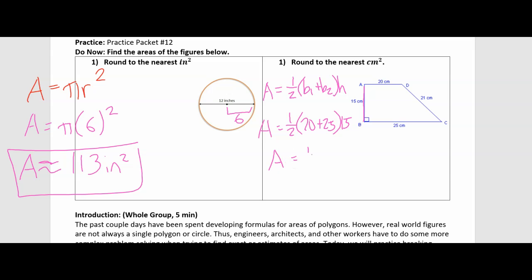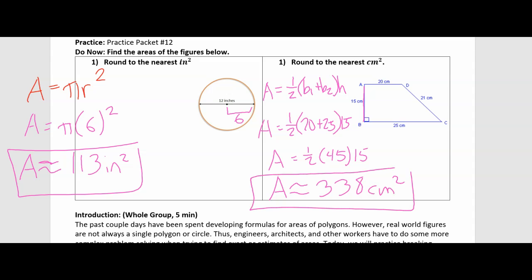So this area becomes 1/2 times 45 times 15. And this gives us 337.5. Just say rounded to the nearest square centimeter. So the area is approximately equal to 338 square centimeters, or centimeters squared.